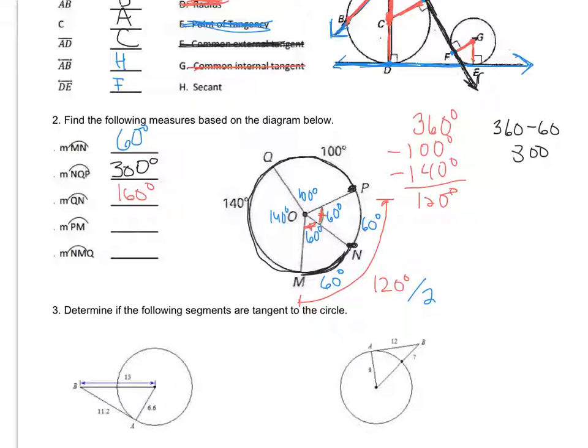Okay, let's look at the measure of arc PM. That is just this arc right here, going from P to M. So that's just going to be the 60 plus 60. So those two together are 120.